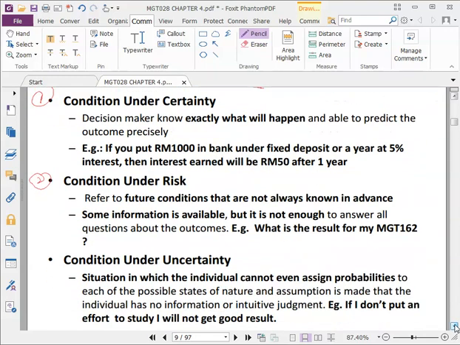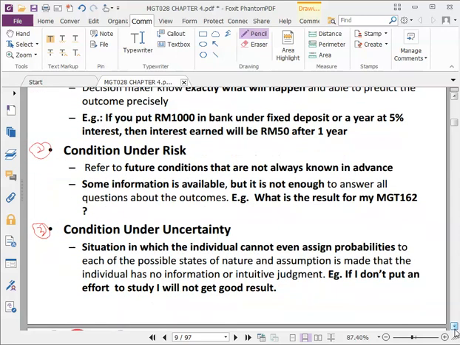Okay. So how about the third condition? Okay. The third condition under uncertainty. Under uncertainty, situation in which the individual cannot even assign probability to each of the possible states of nature, and assumption is made that the individual has no information or intuitive judgment. Okay, for example, if I don't put an effort to study, I will not get good result.